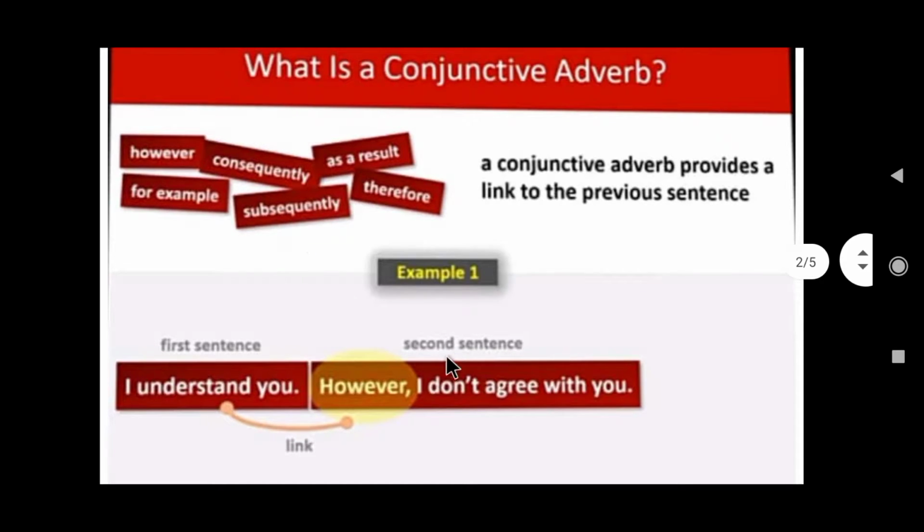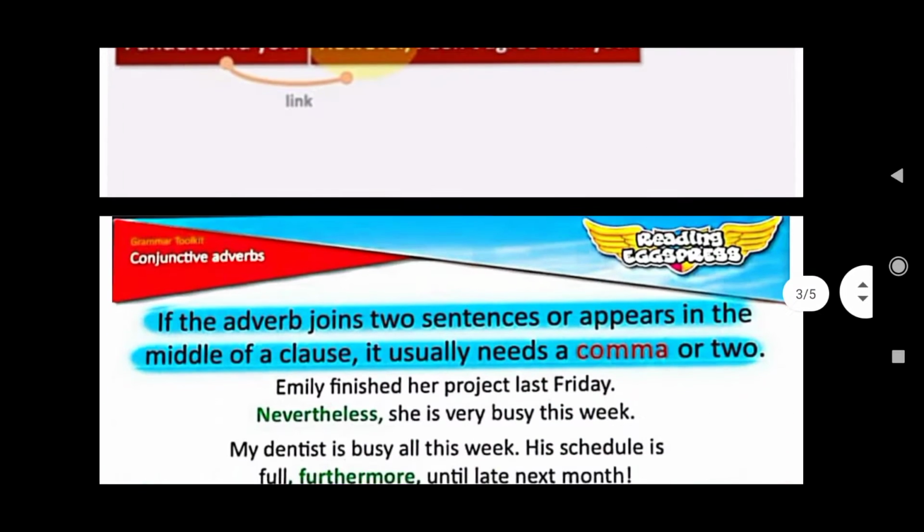Now move on to the example for more clarity. I understand you, however, I don't agree with you. Now in both the sentences you can see that the word however is used as a link to join both the sentences. So now the word however is a conjunctive adverb or connective adverb. Now move on to the next slide for more clarity.